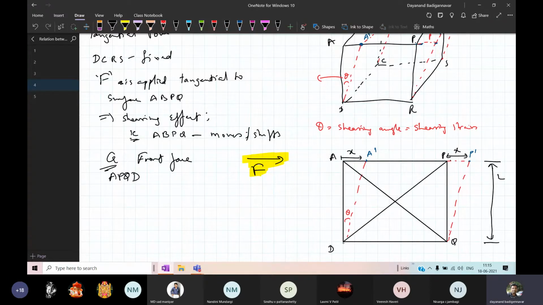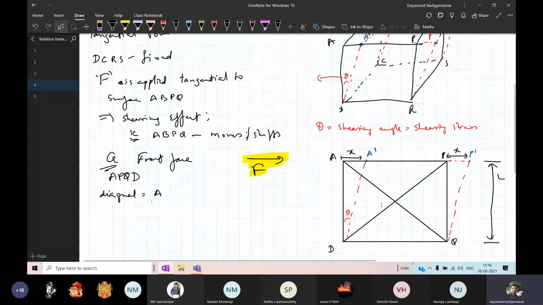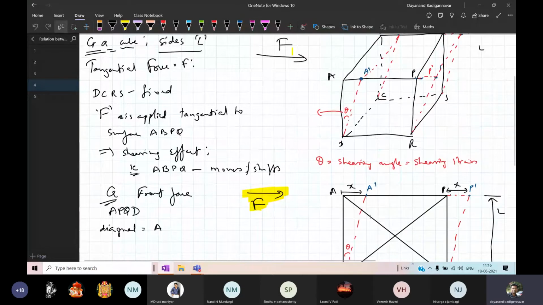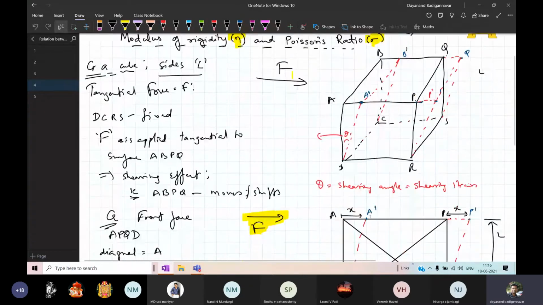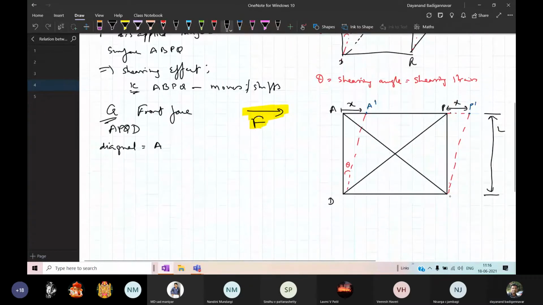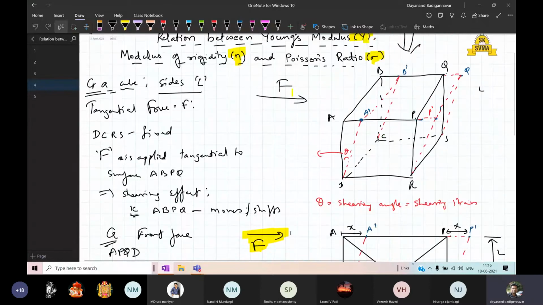So first you write the diagonal here. So what is the diagonal? Sorry, this is P R. Sorry, P Q. Sorry, it is not R actually. Okay, A B C D P Q R.